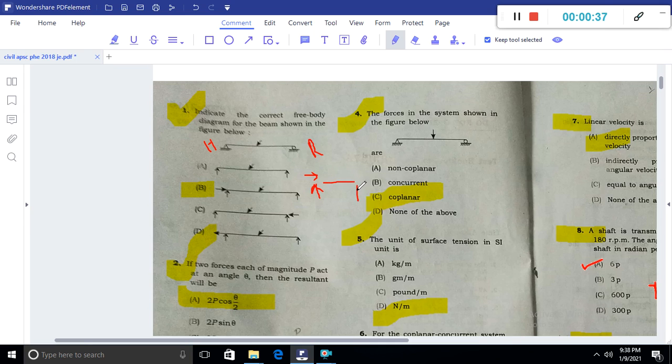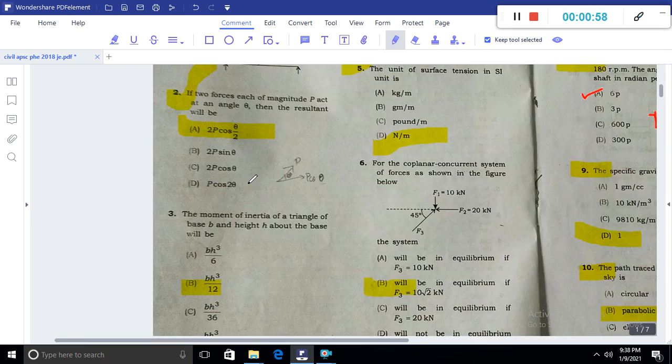For a roller support, there is only a vertical direction reaction. In the horizontal direction there is no restriction. So our correct free body diagram will be option B. Here it is the horizontal direction, this is the vertical direction, this is also a vertical direction, and this is our load.